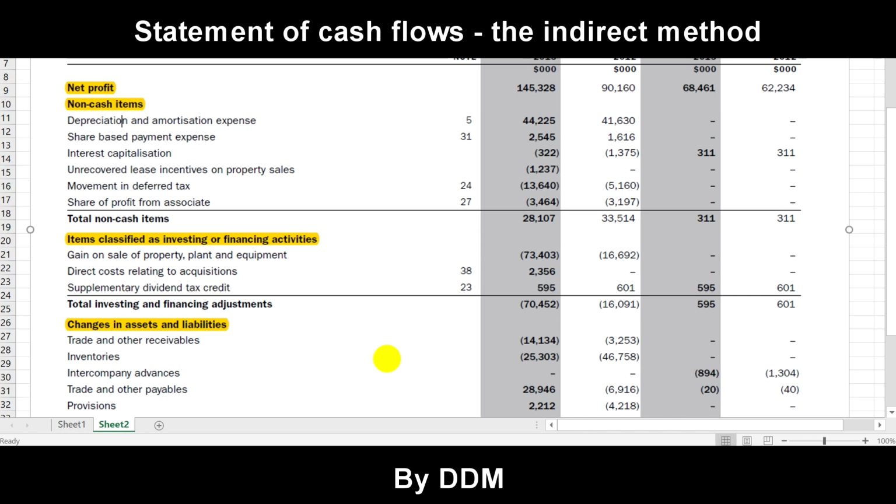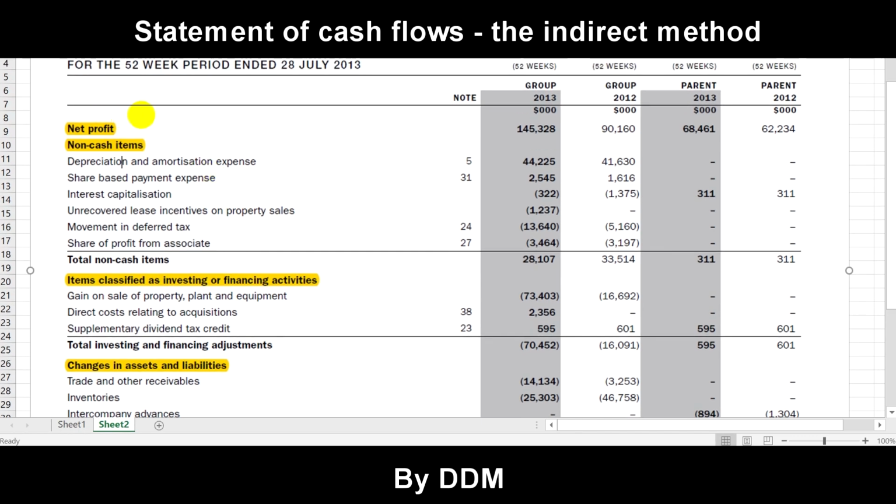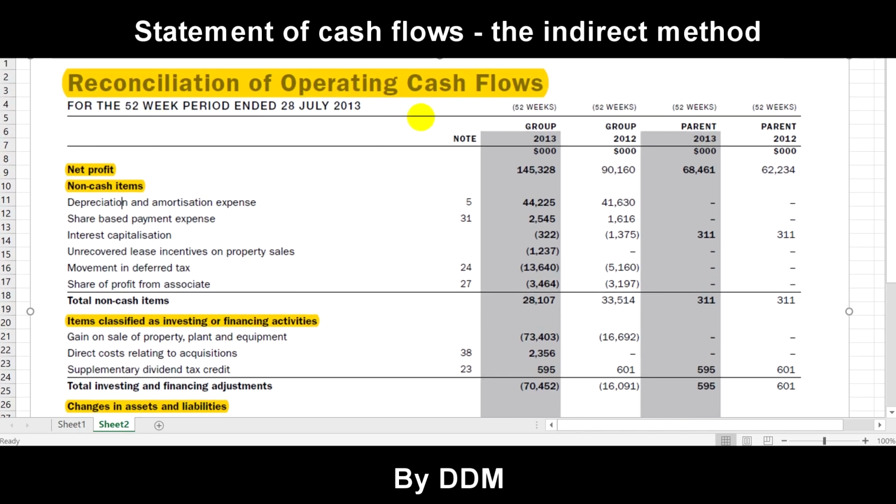So in this video, I'm going to explain how we prepare the reconciliation of operating cash flows, the indirect method, and we are going to explain why we subtract some numbers and why we add some numbers to the net profit.